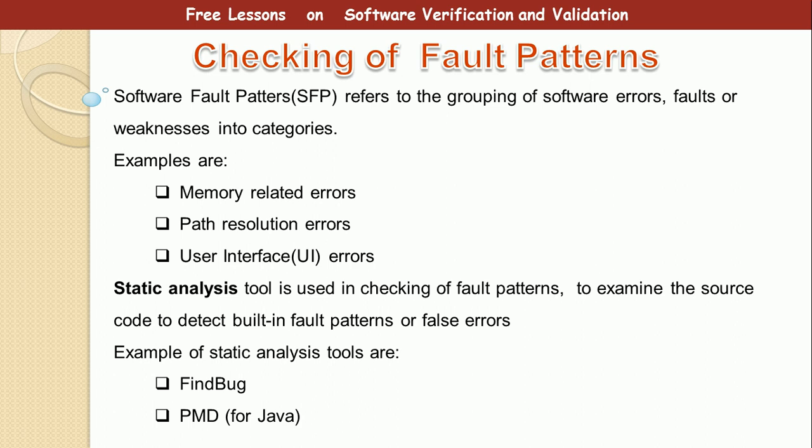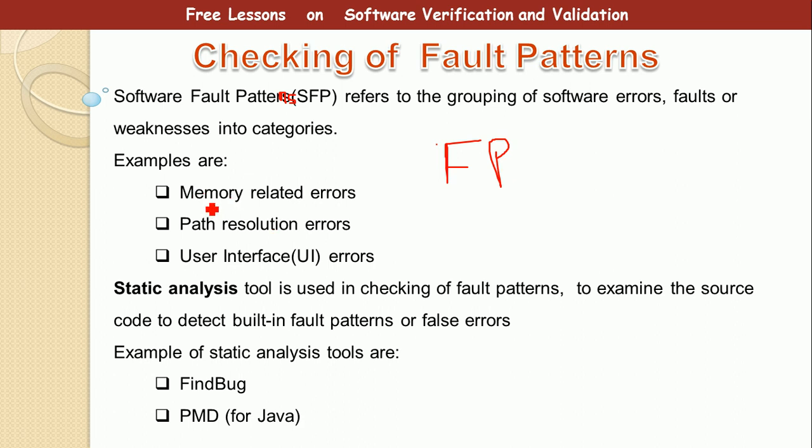The third item, or the third criteria, is checking of fault patterns. The question is, what are fault patterns? Okay, I think there is an error there. It's actually fault patterns. They are groupings of software errors, faults, or weaknesses into categories. So just bear in mind, a fault pattern is a grouping of software faults into different categories.